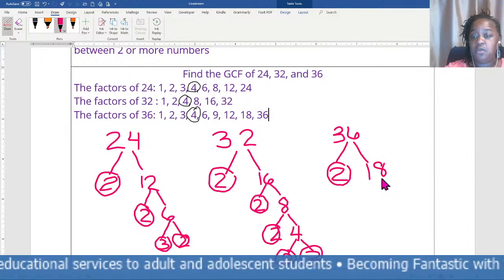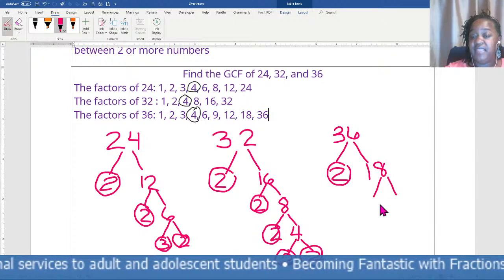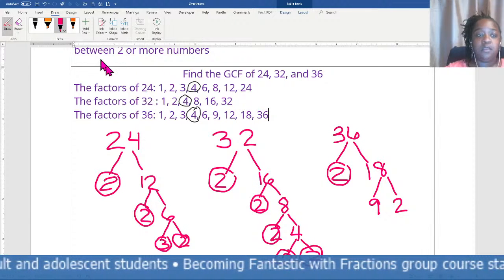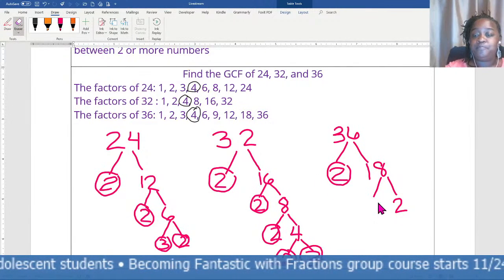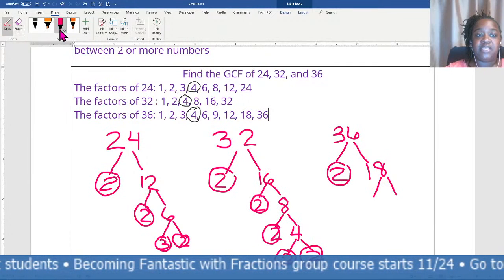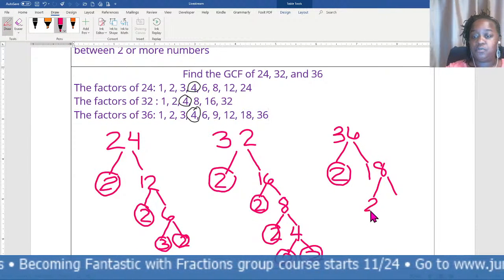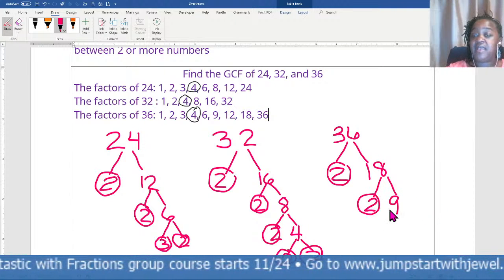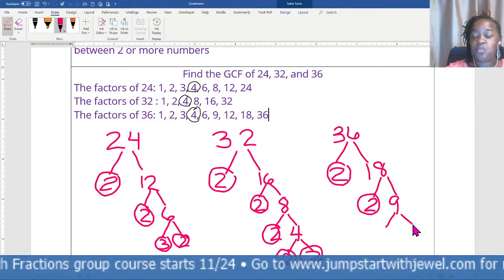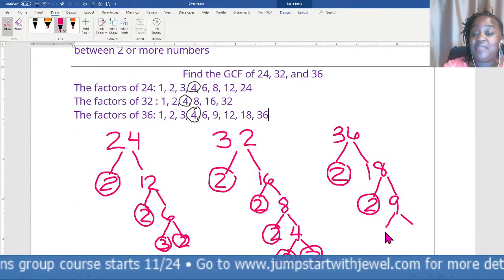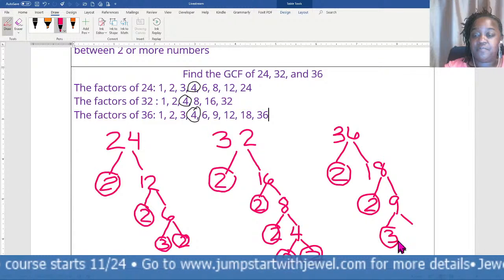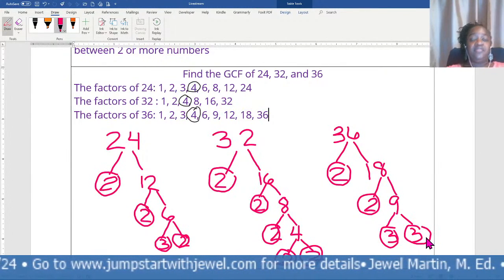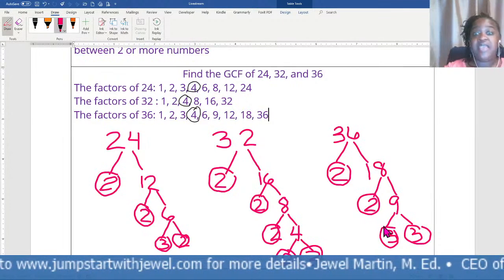I can circle that. What 2 numbers do you multiply together to give you 18? 9 and 2. Okay, I'll flip that around again so that all my prime numbers are on the same side. 2 and 9. Circle 2. Okay, we've got 9. What 2 numbers do you multiply together to give you 9? 3 and 3. 3's are prime numbers. The only factors that 3 has are 1 and itself.